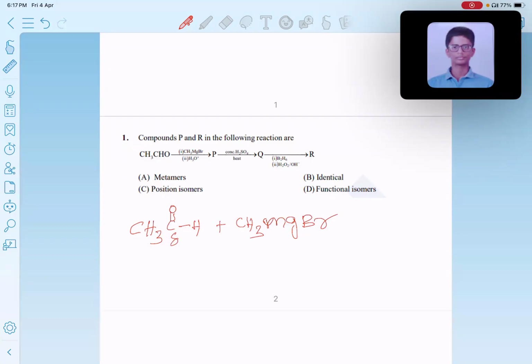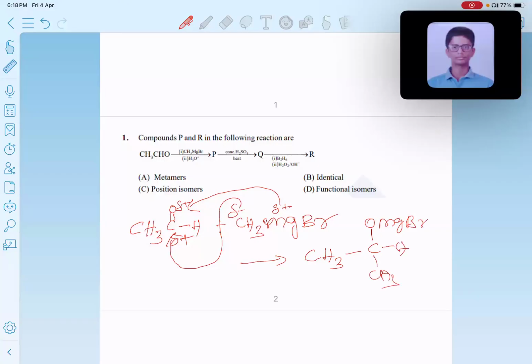Here, there are partial positive and negative charges on the carbon atom carrying the functional group. In the Grignard reagent, the methyl group is partially negative in nature, and magnesium is partially positive. This CH3 group attaches to the carbonyl carbon and MgBr attaches to the oxygen atom of the carbonyl group. Then it gives the addition product, CH3 CH(OMgBr) CH3. This is the addition product.